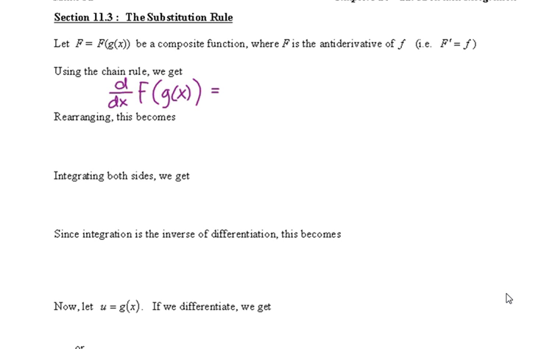Let F of g of x be a composite function, where big F is the antiderivative of small f. Therefore, the derivative of our antiderivative is my original function. So big F is the antiderivative, and the derivative of your antiderivative is just your regular function. Or the antiderivative of your derivative is your function.